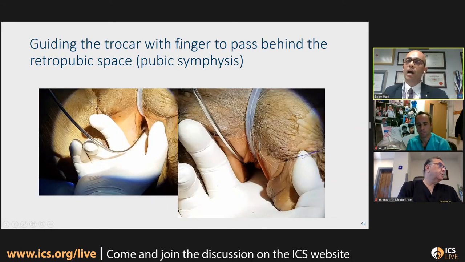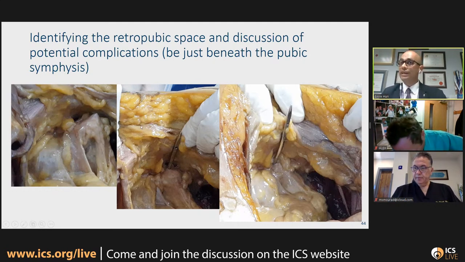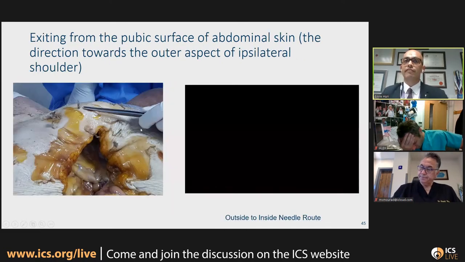We guide the trocar with the finger to pass behind the retropubic space, and you can see it's a bigger, longer and wider trocar compared to the TOT procedure. Then we can check if we perforate the fascia or have any other complication, so we can discuss it during the cadaveric surgery.